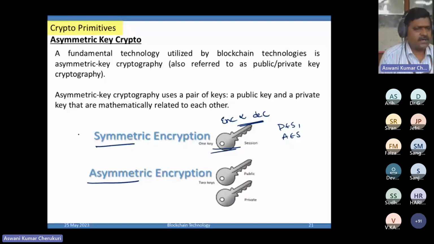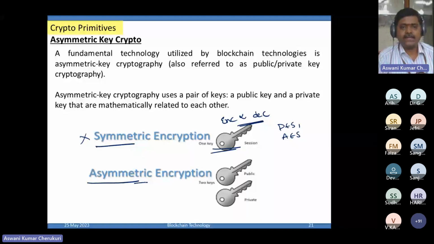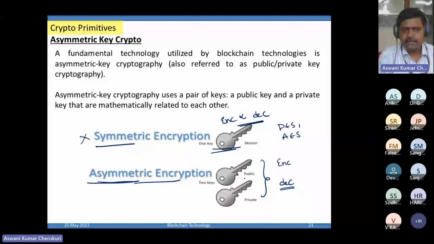Of course, we don't deal much with symmetric encryption in the blockchain. What we deal with here in blockchain is asymmetric encryption. In asymmetric encryption, you are going to deal with two keys: one key for encryption purpose, another key for decryption purpose. Since you are using two keys, it is called asymmetric encryption. Generally, the public key is used for encryption, and the private key is used for decryption.